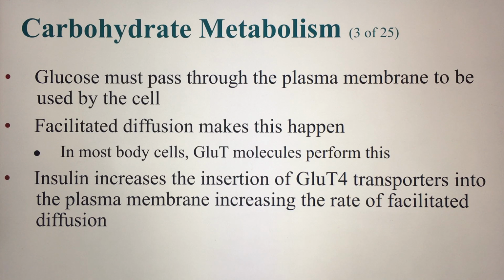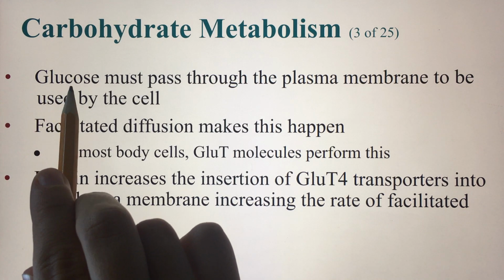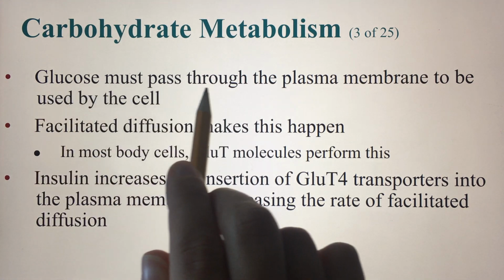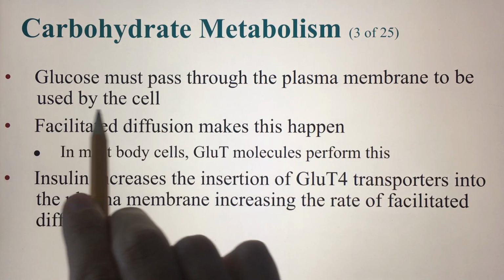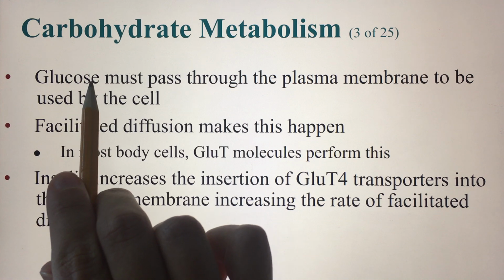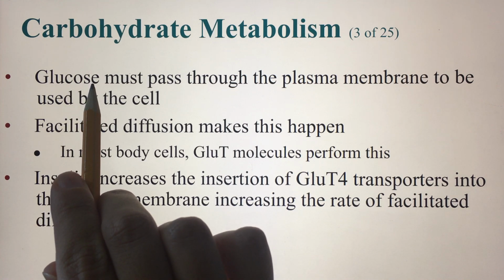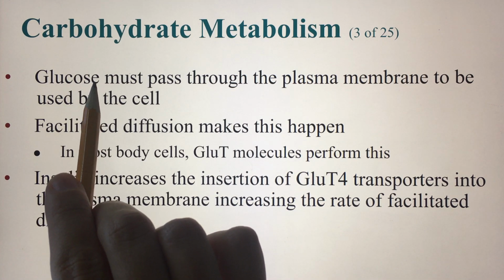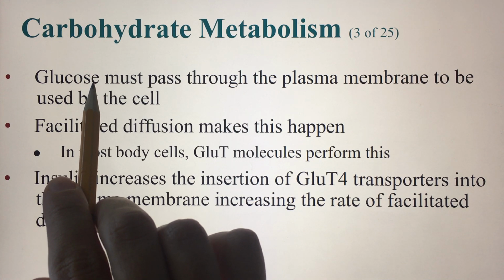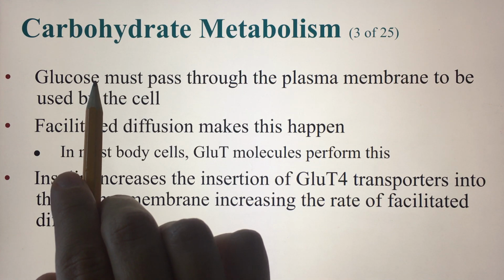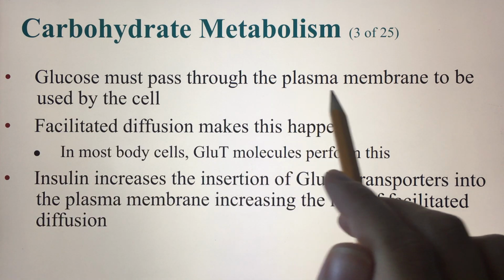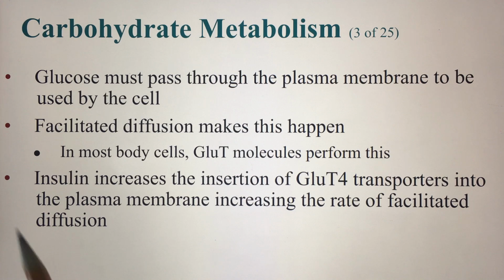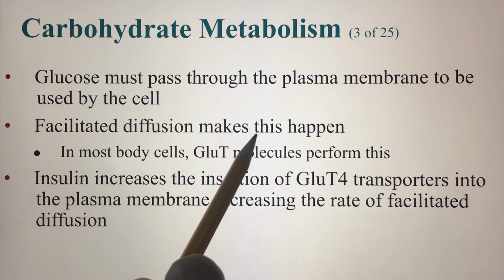When we eat glucose, glucose must pass from the digestive system into the blood, and then from the blood into the cell through the plasma membrane to be used by the cell. So the pathway of the glucose that we eat goes from the digestive system, from the gut, into the bloodstream, and then into the cells. It has to cross the plasma membrane. This process happens by facilitated diffusion.